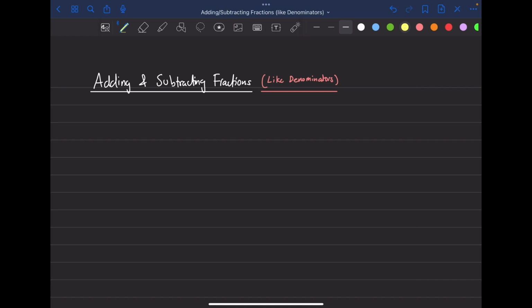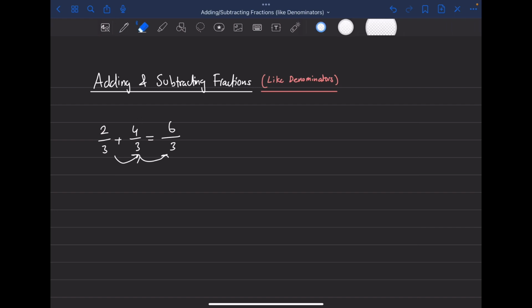So for example, if you had 2 over 3 plus 4 over 3, and you want to add these fractions up, the denominator stays the same, so you get a 3. And for the numerator, 2 plus 4 is 6. It's that easy. So let's do another example actually.